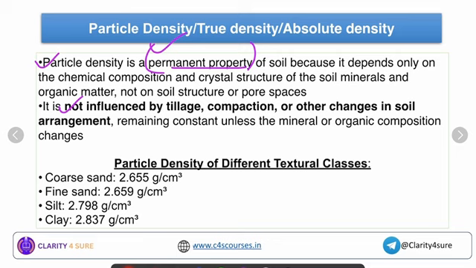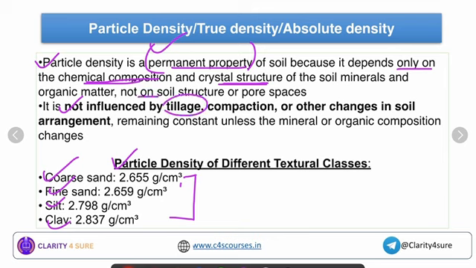It is a permanent property because it depends only on the chemical composition and crystal structure. You can see here the range of particle density for sand, silt, or clay is kind of similar. There is not much variation in the particle density because it is dependent on the chemical composition and crystal structure of that individual soil particle. Because of that, it is called a permanent property.